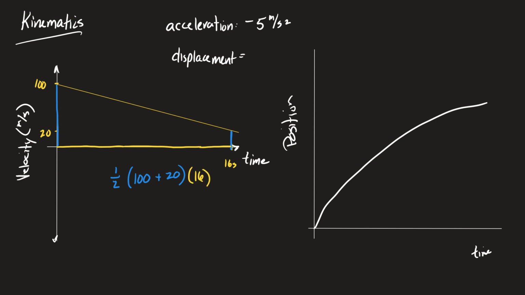Any questions where I came up with those? The units inside the parentheses are meters per second, and the units in the other parentheses are seconds. So when we multiply together, meters per second will cancel with seconds. We'll get meters as our unit here. So this will be 120, half of 120 is 60, 60 times 16, 960, right? So 960 meters. This is the displacement.